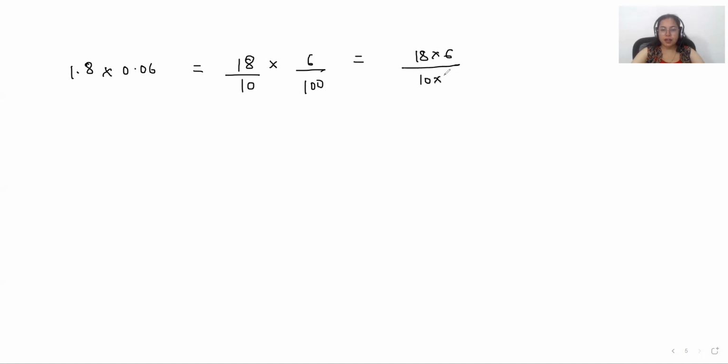Let's discuss one more example. 1.8 multiply 0.06. First convert it into a fraction. It becomes 18 over 10 and 6 over 100. Multiply 18 by 6 and 10 by 100. 18 multiply 6 is 108. The denominator becomes 1000. How many zeros? 3 zeros. So put the decimal before 3 digits and write 0. So it becomes 0.108. That's how you can multiply a decimal by a number, and multiply two decimals.